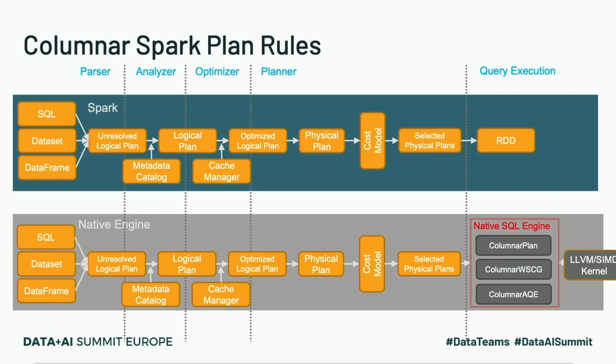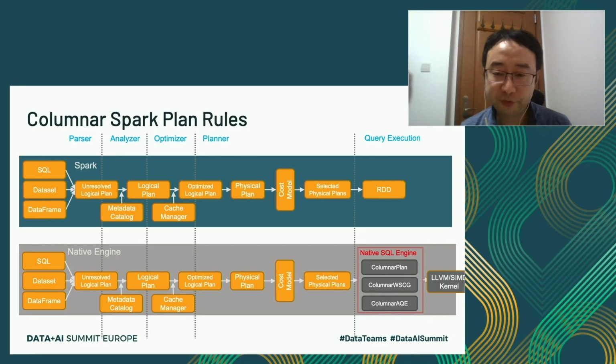Okay, the second idea is Spark plan rules. This is a very famous picture in the Spark SQL world. The above picture is the execution flow for traditional Spark SQL, and the bottom picture on the page is the new workflow for our native SQL engine. As you can see, the difference is only in the query execution part. In native SQL engine, we didn't touch anything before the physical plan is generated. After the physical plan is generated, we will do some slight modifications on the plan.